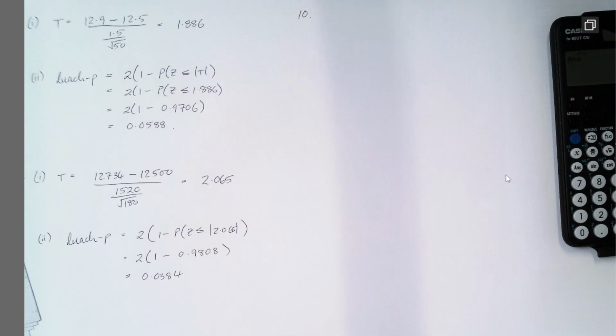A fashion magazine claims that the average adult male waistline is 89 centimeters with a standard deviation of 6 centimeters. A sample of 240 adult males is taken and the waistlines are measured. This shows an average of 90.1 centimeters. Calculate the sample statistic for the sample, determine the p-value for the sample statistic, and is the result significant at the 5% level and is the result significant at the 1% level of significance.